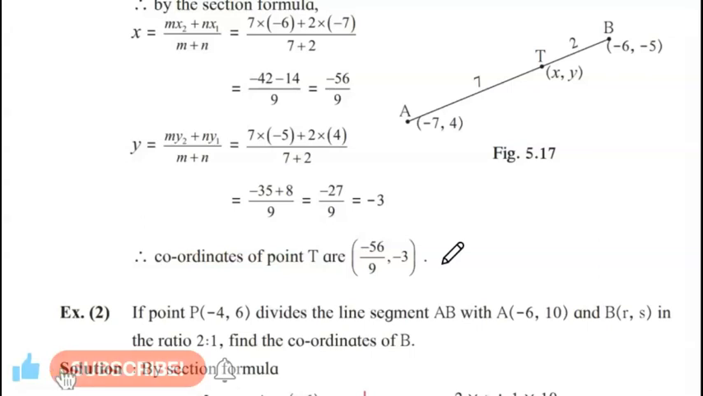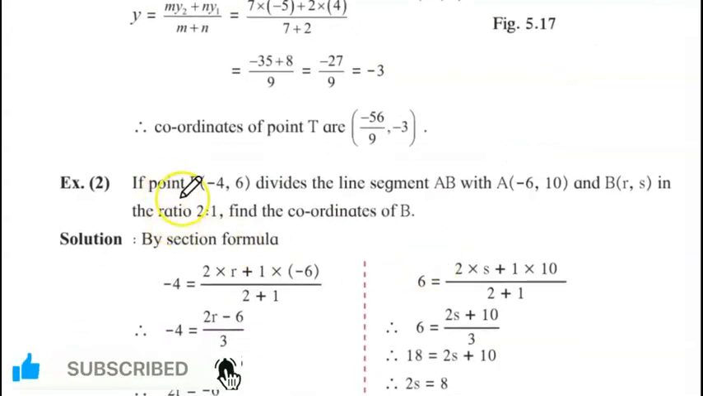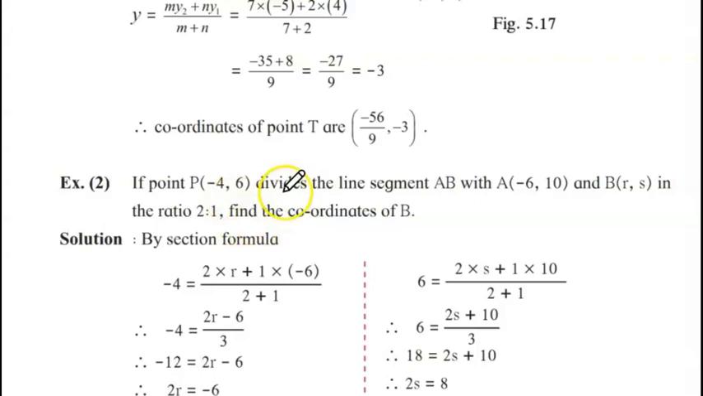Okay, now next: if point P(-4, 6) divides the line segment AB, with A(-6, 10) and B(r, s), in the ratio 2:1, find the coordinates of the point B. Okay, here we will just apply the section formula. The values of x1, y1 are given to us, and x2, y2 are replaced by r and s. Therefore first we consider the x coordinate. -4 equals mx2, meaning 2 into r, plus nx1.